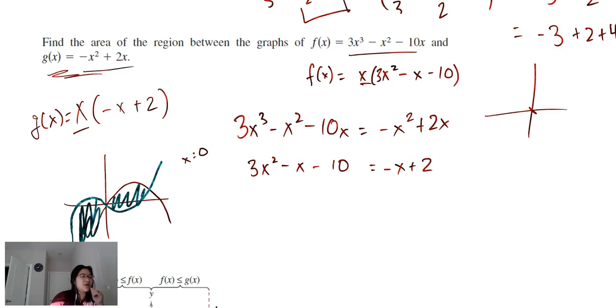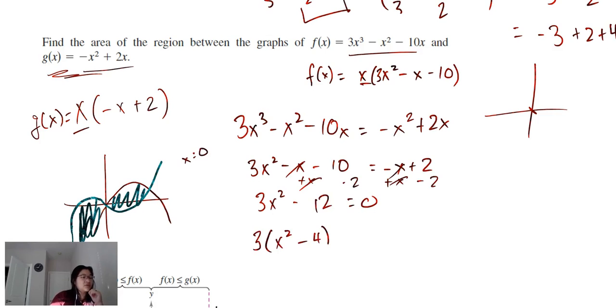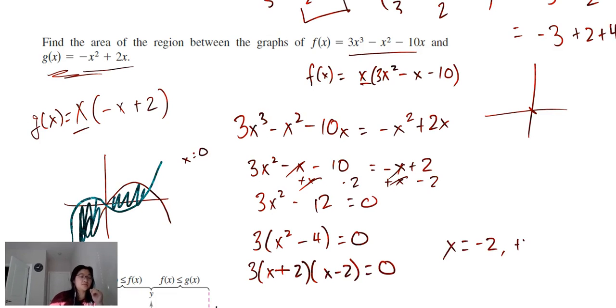Let's combine some like terms, so we get 3x squared plus x, and that actually cancels out everything, and then a minus 2, so we got minus 12, and then equals 0. So then we GCF this, x squared minus 4, and that's a difference of squares, 3x plus 2, and then 3 is already there, x plus 2, x minus 2 equals 0. So we also have x equals negative 2 and x equals positive 2 as two more intersections.